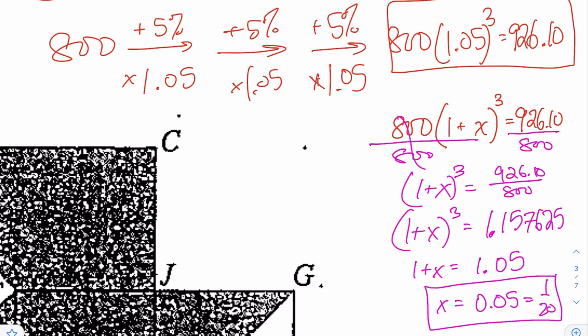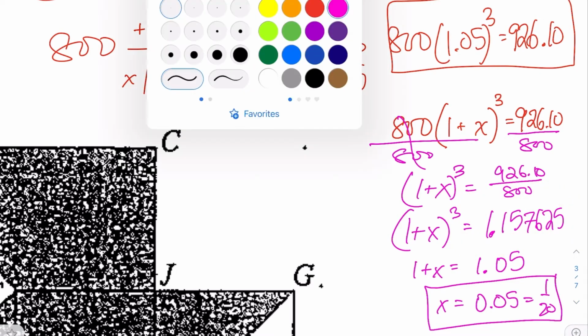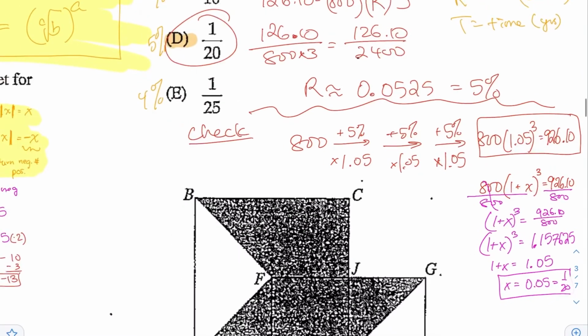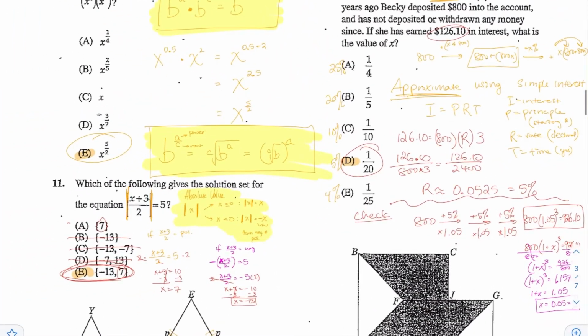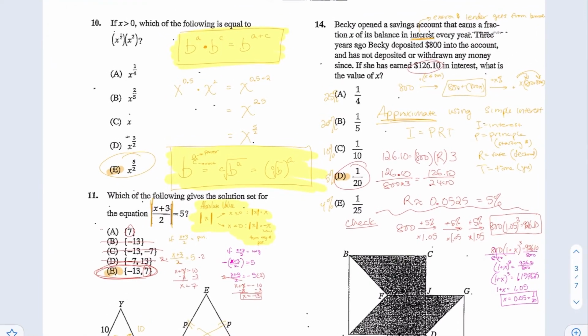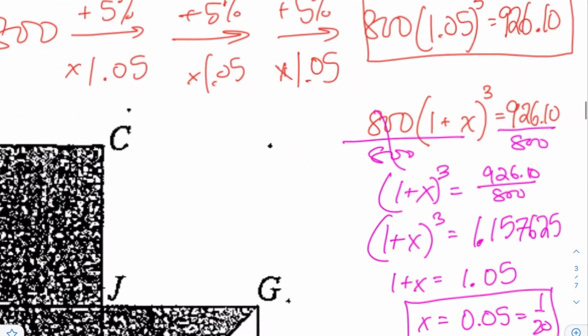Again, you need a calculator because there's no way you can cube root this number by hand anyway. So again, for number 14, you'll definitely need a calculator to solve for this, but we just use the simple interest formula to approximate it because the choices are pretty close. But you'll definitely need a calculator to solve this the formal way using this equation.